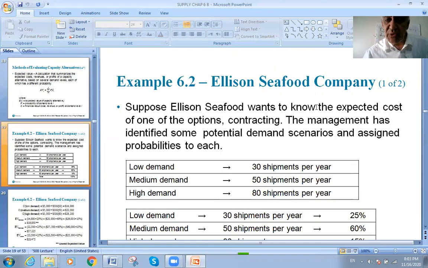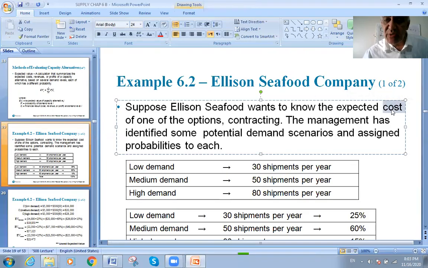Ellison Seafoods wants to know the expected cost. As long as we talk about cost, then we will take the lowest value. But if this was revenue, then we will take the highest value in the decisions.